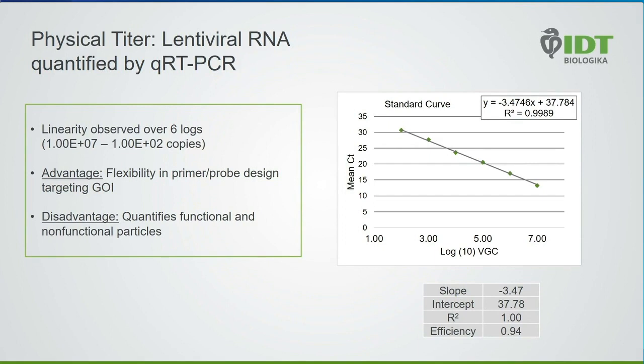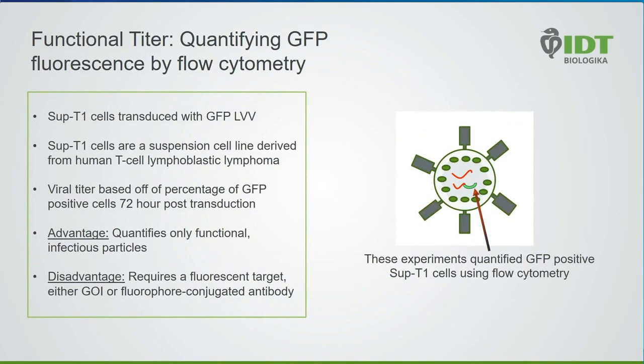Thank you, Shivajit. Now I'm going to describe the functional titer method we developed for the lentiviral vector process. This method is performed by the quantification of GFP-positive Sup-T1 cells transduced with GFP lentiviral vector using flow cytometry. Sup-T1 cells are a suspension cell line which were derived from human T-cell lymphoblastic lymphoma. The transduction titer is then calculated based off of the percentage of GFP-positive cells 72 hours post-transduction.